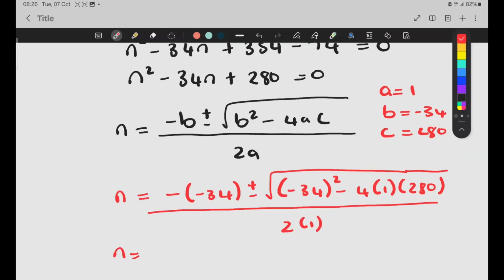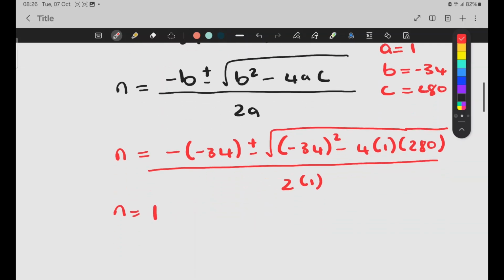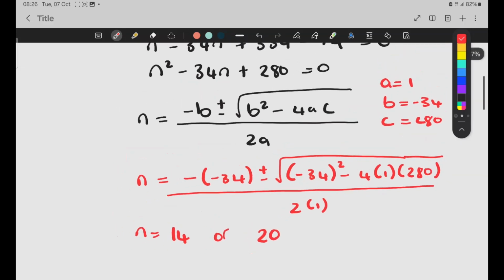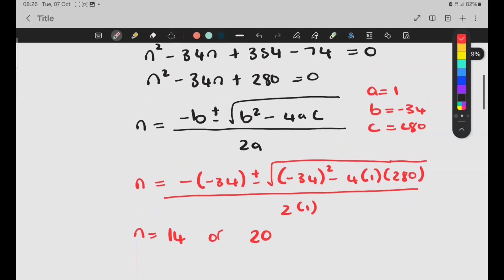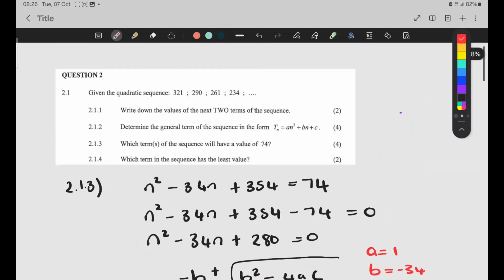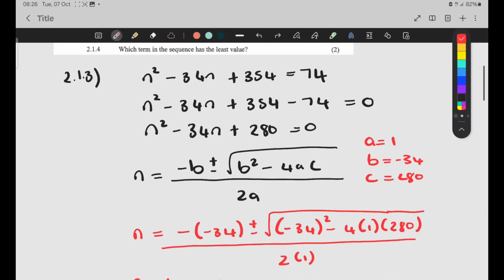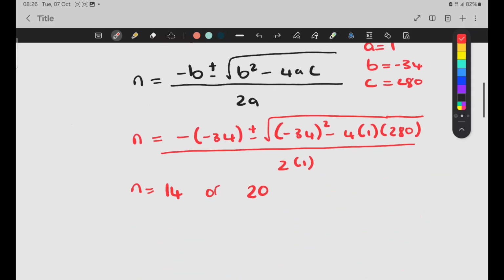And then you should get your n to be 14 or 20. Okay, both are whole numbers and both are positive. So that's why the question said, which terms? So there are two terms that will be equal to 74. Term 14 and term 20.